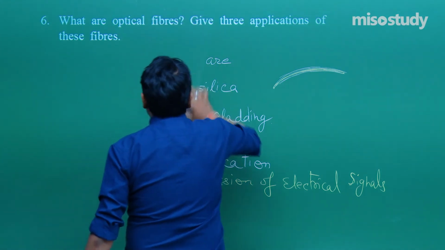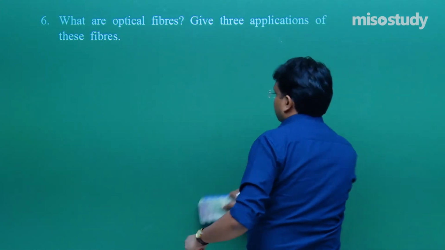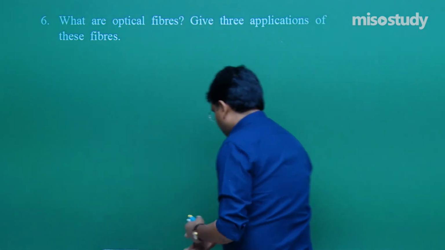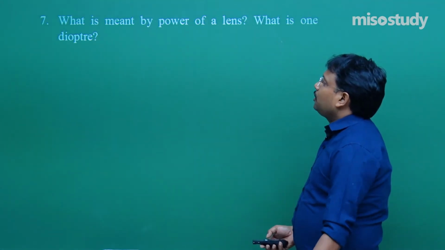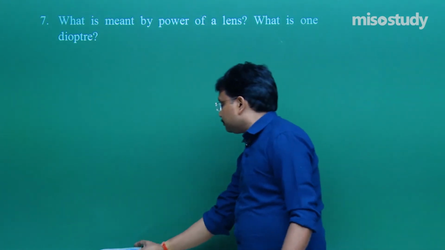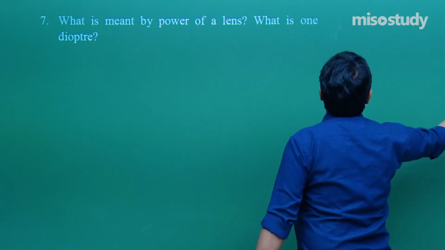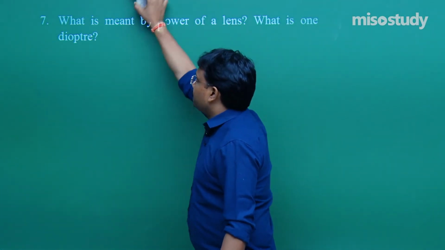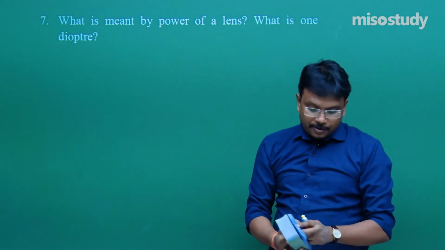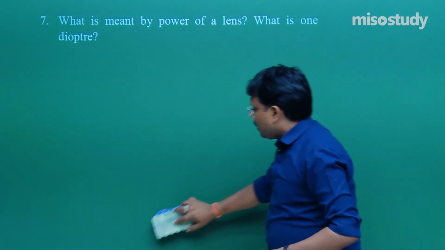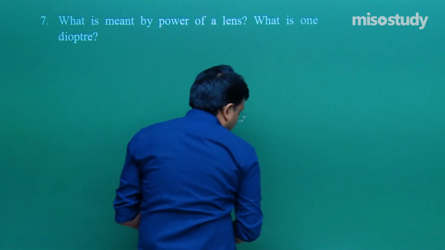And you can watch our video where I explain these concepts associated with optical fibers, fine. Then comes question number 7. What is meant by power of a lens? What is one diopter? I devoted a good amount of time to these small concepts while discussing some numericals, fine. So I hope you have the clarity, but I would like to re-mention these concepts.